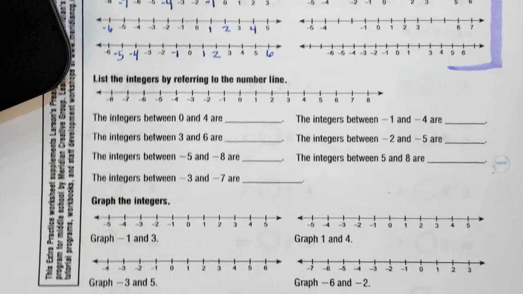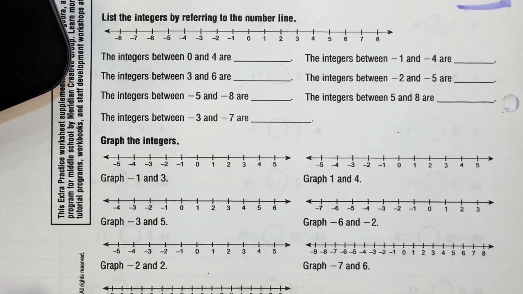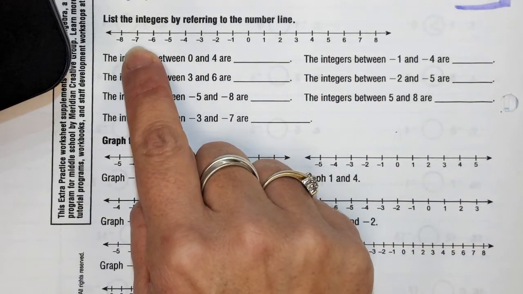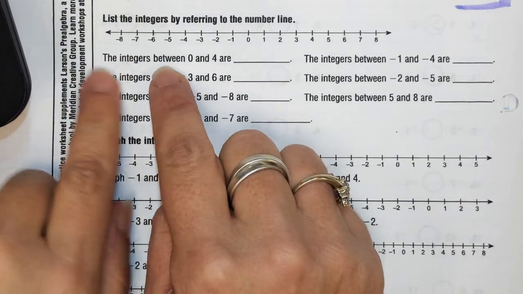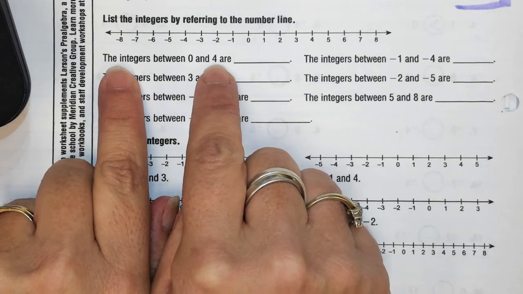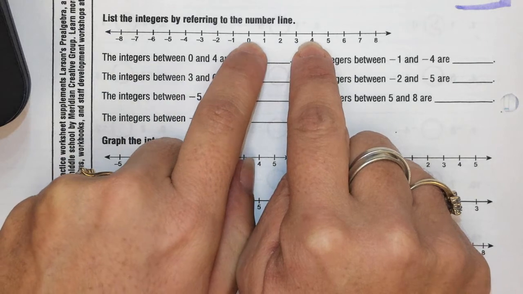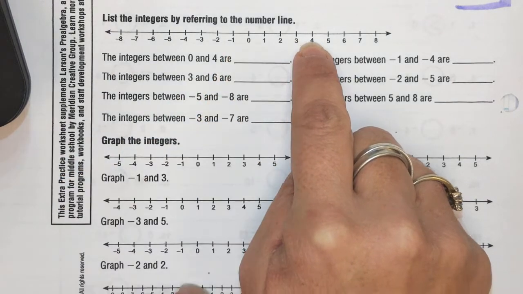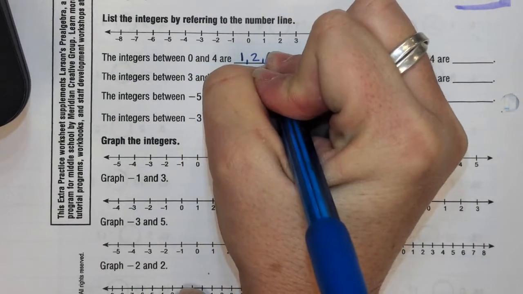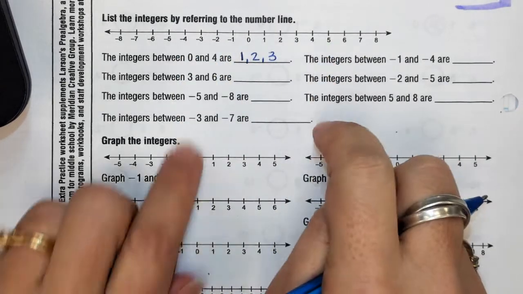Okay, so moving to the next section. This is where we're going to list the integers by referring to the number line. Basically, they want you to look at this number line and use it to answer these questions. So what integers are between 0 and 4? If I put my finger at 0 and I put my finger at 4, what is between them? 1, 2, 3. Exactly. That's all you do is list the integers that are between them. And you can use that number line.